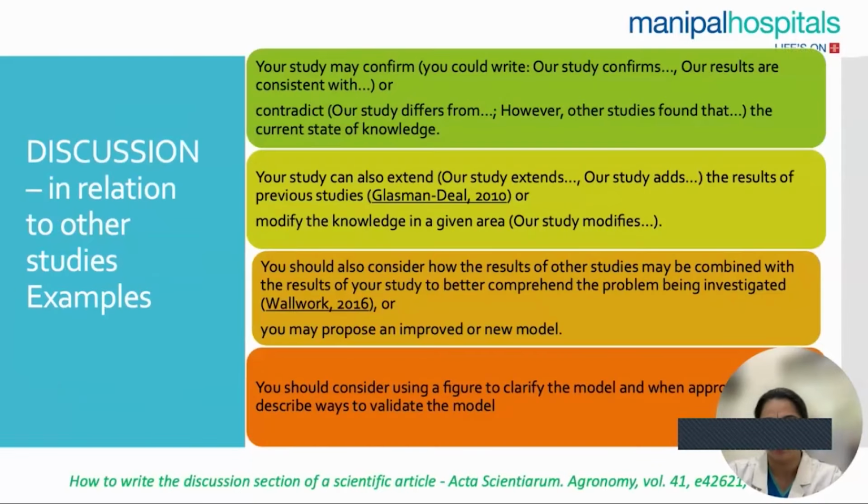For example, your study may confirm. So you can write our study confirms, or our results are consistent with the findings of some other study. Or you can say our study differs from other studies, or you can write out what your study found and say, however, other studies found that, and write whatever was the state of knowledge. Your study can also extend information from other studies, saying our study extends or our study adds to the results of other studies. Or it can also modify the knowledge of a study in a given area.